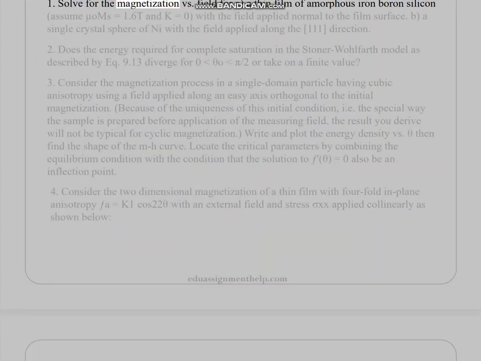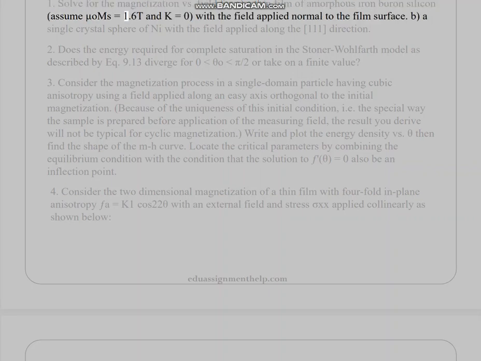1. Solve for the magnetization versus field for a thin film of amorphous iron-boron silicon. Assume Ms equals 1.6 T and K equals 0, with the field applied normal to the film surface. B. A single crystal sphere of Ni with the field applied along the 111 direction.